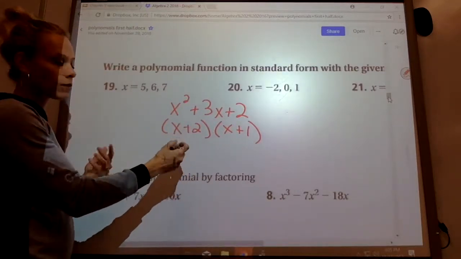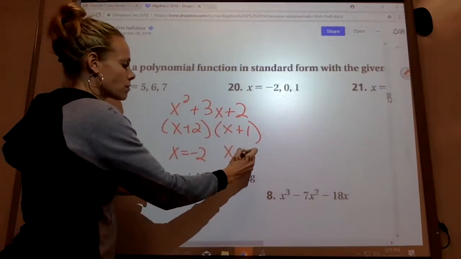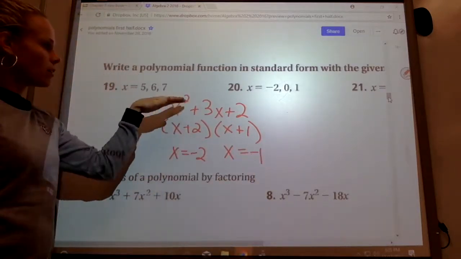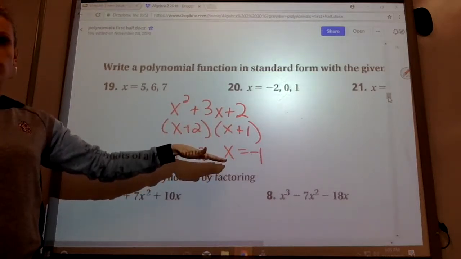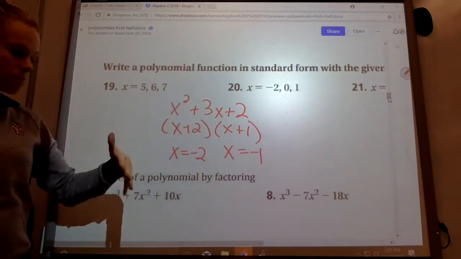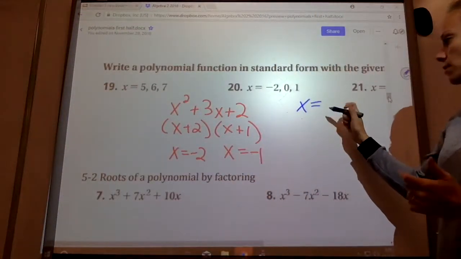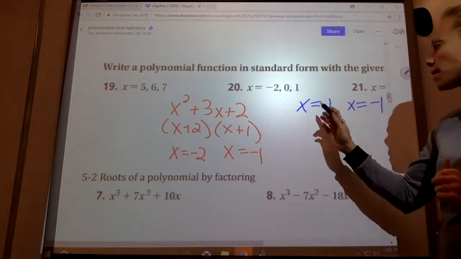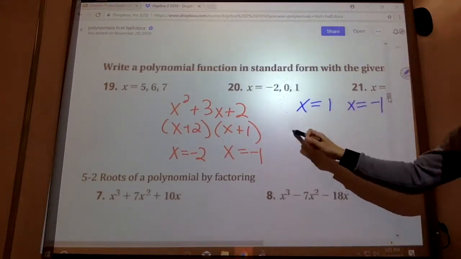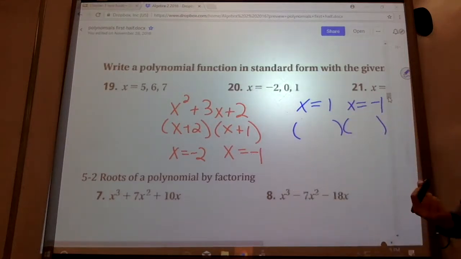What plus 2 gives me 0? What plus 1 gives me 0? Okay? So here's my polynomial. I factored and got the roots. So going backwards means if I give you the roots, let's do something easy again, like 1 and -1, right? Could you then give me the factors to multiply to then get the polynomial?